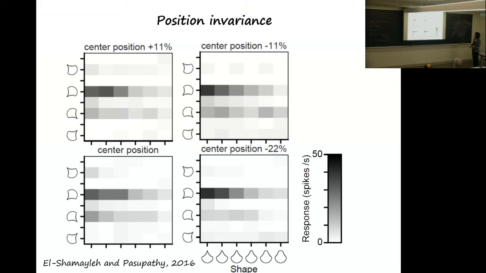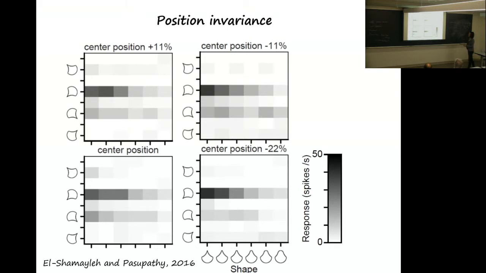If you just take this center position panel, this is a neuron that responds strongly to these shapes, and not so much to these ones over here. It likes shapes with a medium convexity, and it also likes this particular orientation of the stimulus. But this pattern is very, very similar across all of these panels. The response magnitude itself, given by this grayscale, changes between positions, but the pattern is very, very similar across all of these.